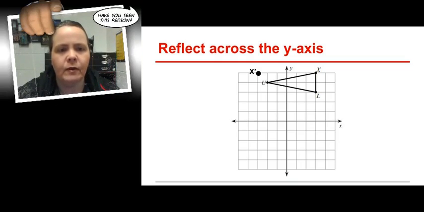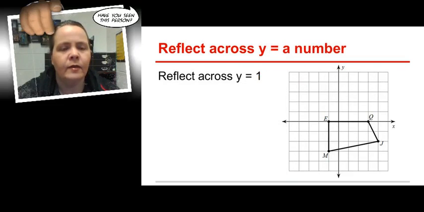So if I look at point X, it is 3 units from the y-axis, so I need to find its image 3 units on the other side of the y-axis and label it X prime. And then I'm going to look at point L, and point L is 3 units from the y-axis, so I'm going to find its image 3 units on the other side of the y-axis and label it L prime. And then I'm going to look at U, and U is 2 units from the y-axis, so its image will be 2 units on the other side of the y-axis, and I'll label it U prime. And then we will connect our points, and now we have our image. And the image and the original can overlap. No rules against that.